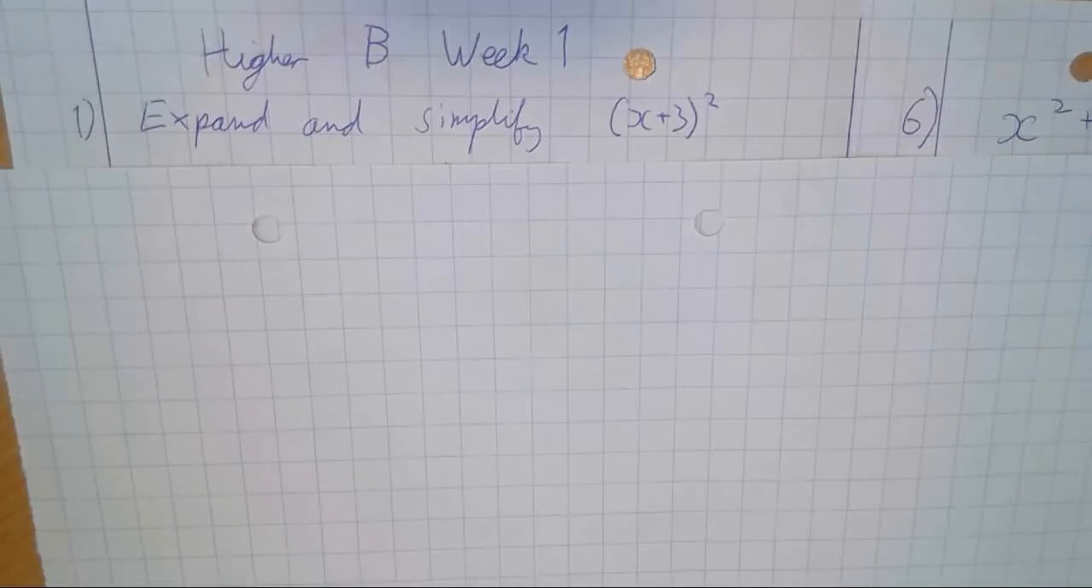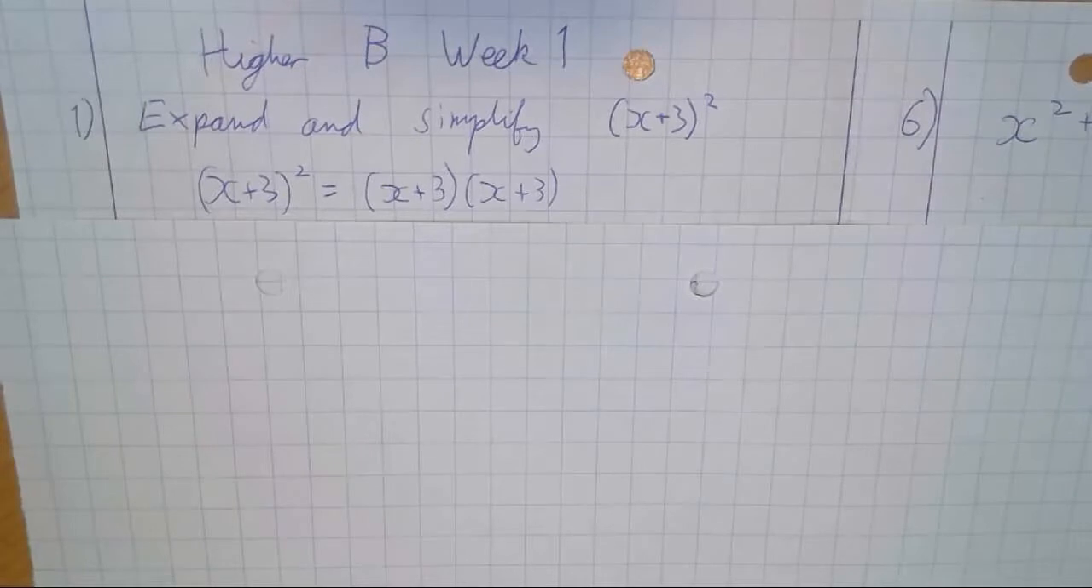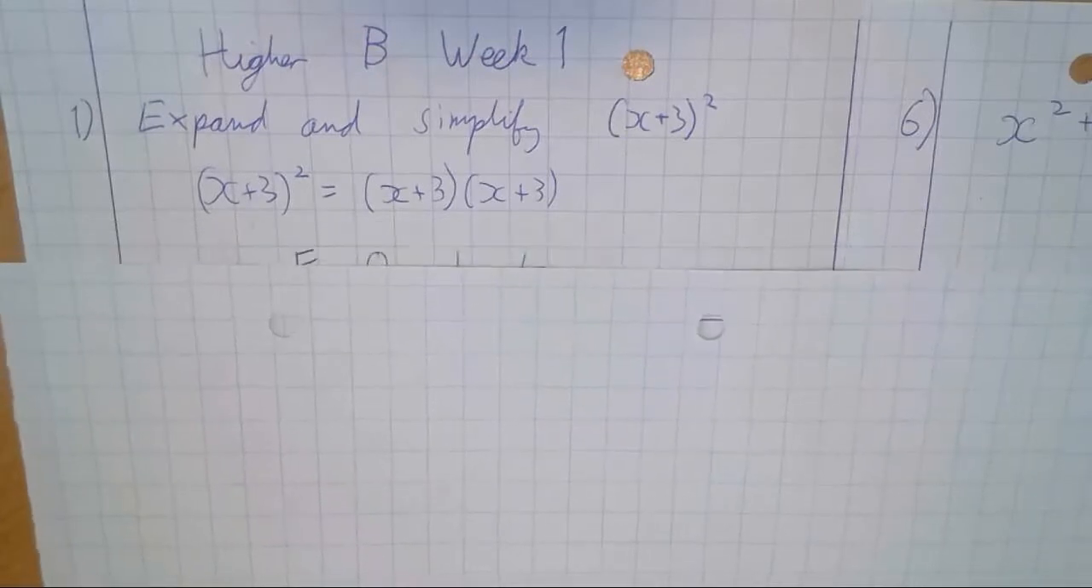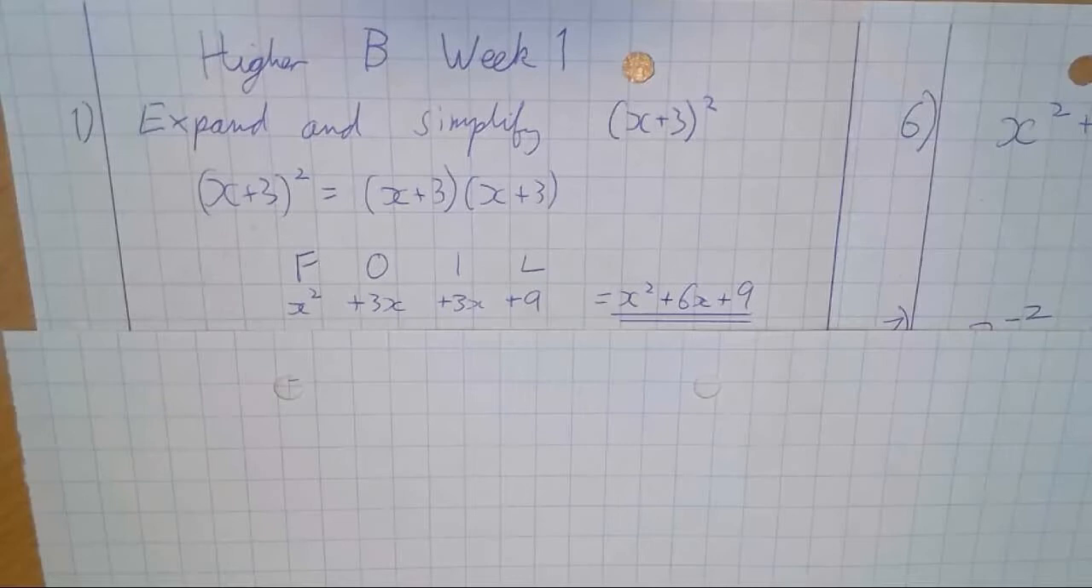Expand and simplify. X plus 3 squared. That means I'm taking that whole x plus 3 and multiplying it by itself. Then I've got 2 brackets, so I'm just going to use the FOIL method to do x squared plus 3 times x plus another 3 times x plus 3 times 3, which is 9. So it gives me x squared plus 6x plus 9.